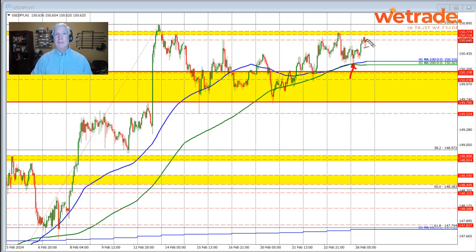We are trading near the high of the day, which is running counter to what the euro is doing. The euro is moving higher, the dollar is moving lower.